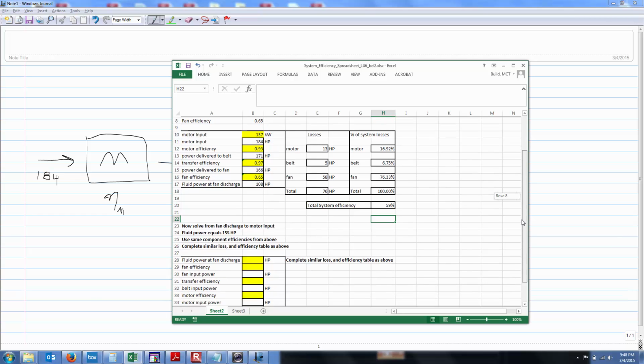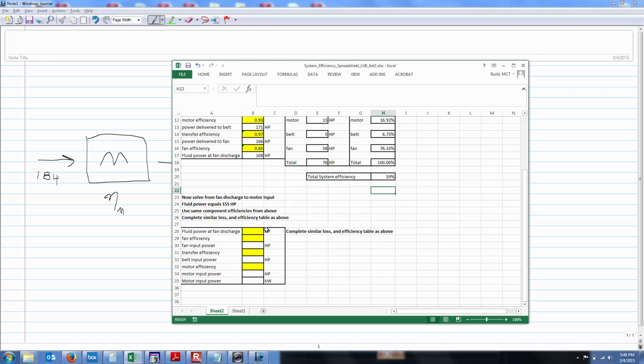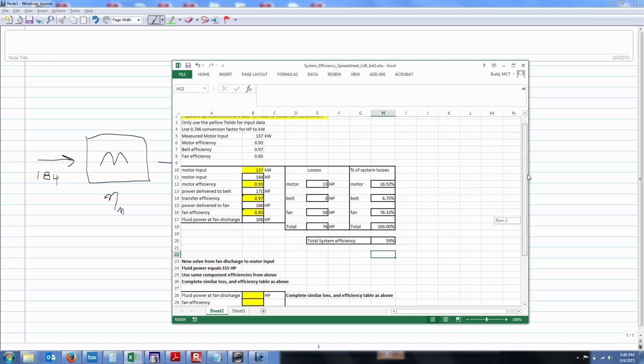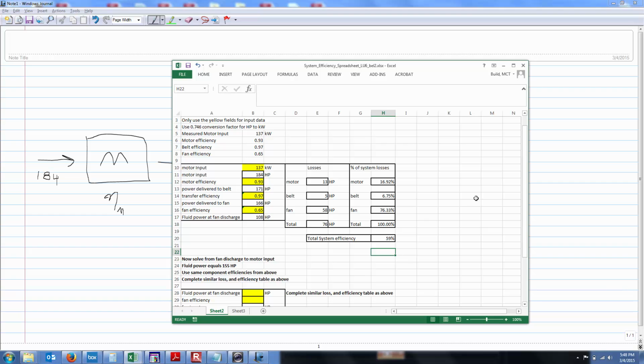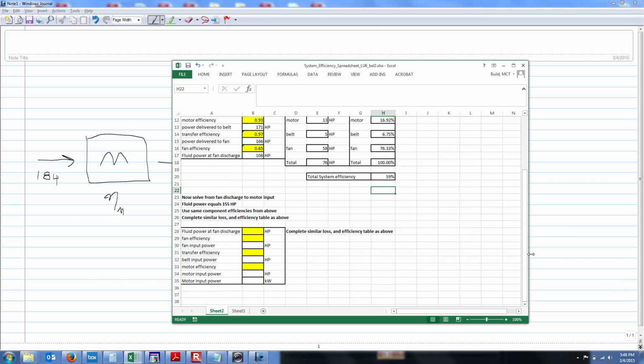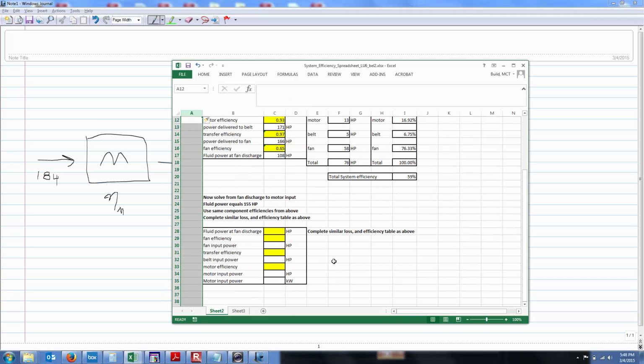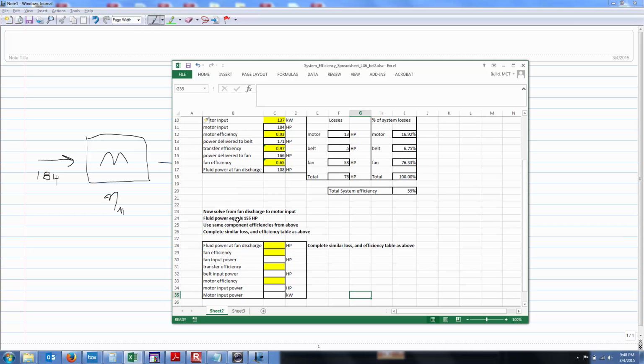The next bit, this thing at the bottom is... I like to think of this thing at the top as the forward problem, and then the one at the bottom as the reverse problem, or the inverse problem. So now we know that the fluid power at discharge is 155.